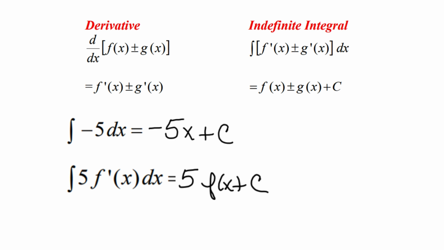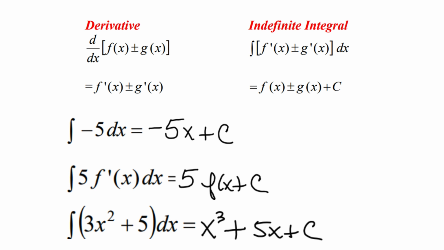And then the last example, let's do one with addition. So if we had the antiderivative of 3x squared plus 5, we can split that up and do each part individually. So the antiderivative of 3x squared plus 5 would be x cubed for the 3x squared, plus 5x for the 5, and then plus C.